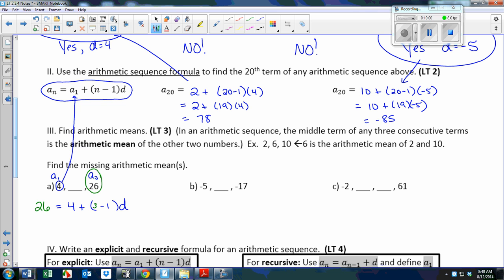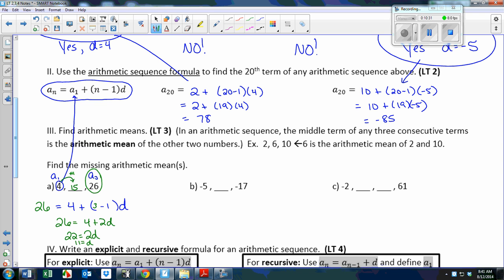It's just an algebraic equation now to solve. 26 equals 4 plus 2d. Subtract your 4. Divide by 2. 11 is d. And once you have the d, you can go back and fill in the missing term. Was that too fast on the algebra? That was algebra 1 is what that was. Subtract the... Is that okay? All right, so if d is 11, add your 11, and you get the missing arithmetic mean is 15.